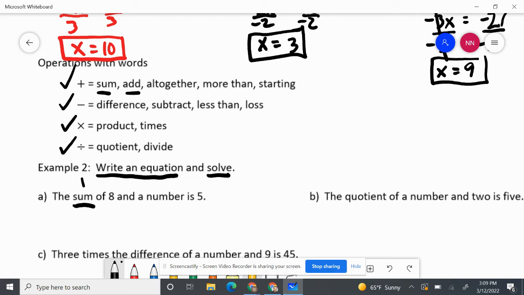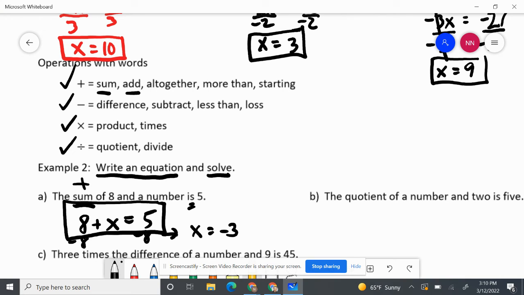Sum means that we're adding. What things are we adding? We're adding 8 and a number. We don't know what the number is, so we can use any letter that we want. Usually people use an x. Is always the sign for equals. So is 5. And this is just a basic one-step equation where we subtract the 8, and what we get is x is equal to negative 3. Once again, we're writing the equation and we're solving the equation.